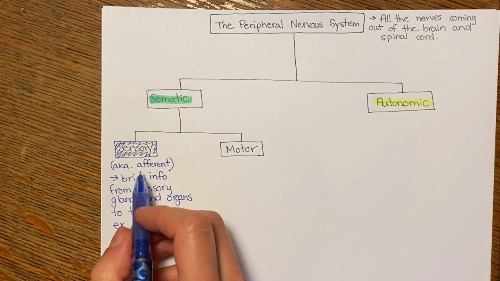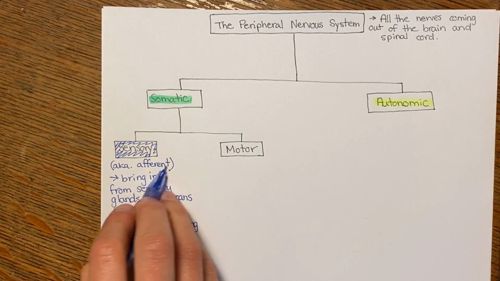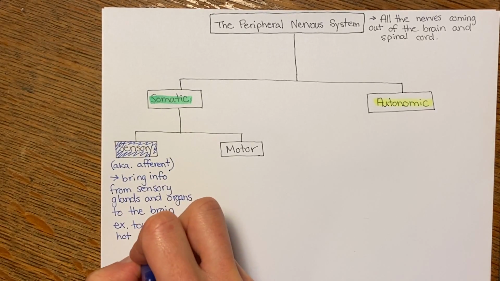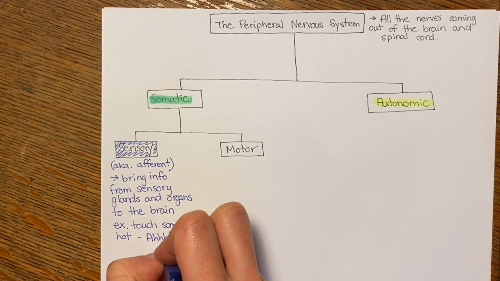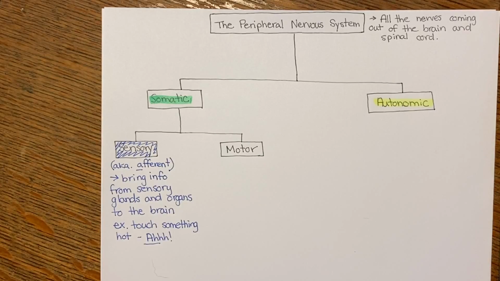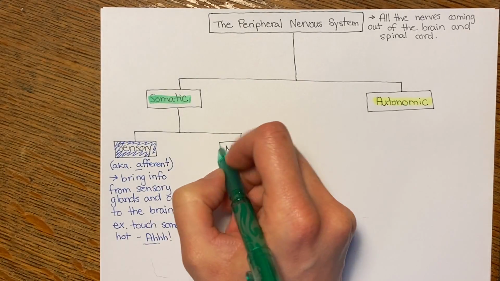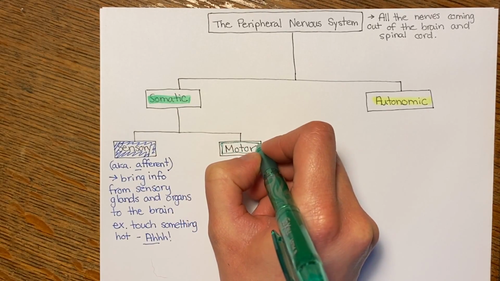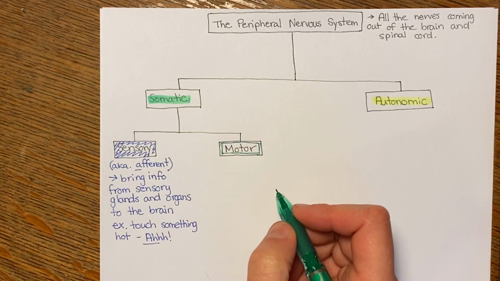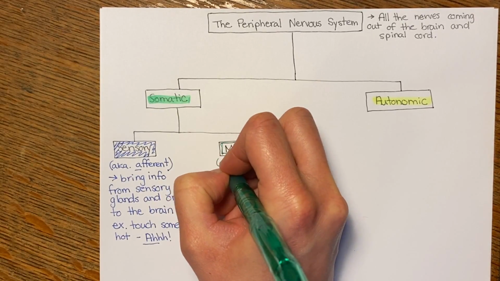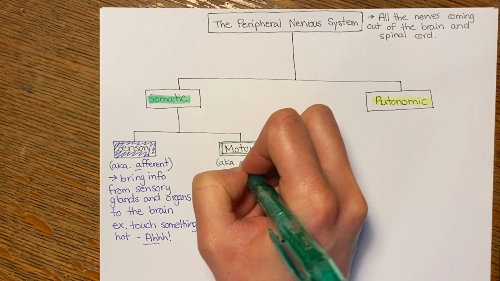So a useful little trick to help you remember that afferent nerves are your sensory nerves: think if you touch something hot, you would say ah, ah, right? So ah and afferent go together. Okay, moving on to our motor neurons, part of our somatic nervous system again. These are also known as efferent nerves, so aka efferent.